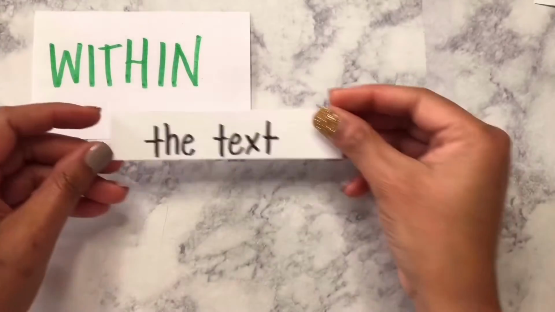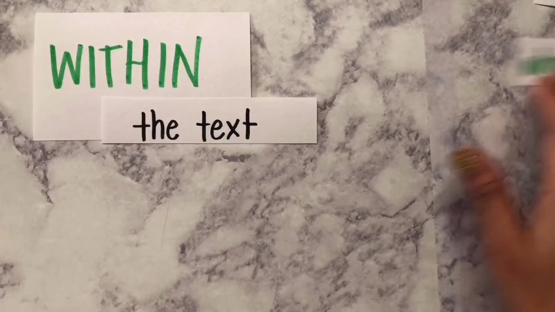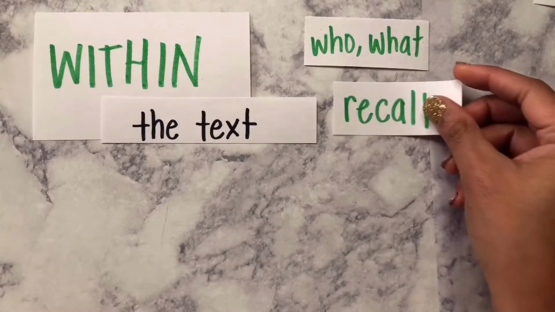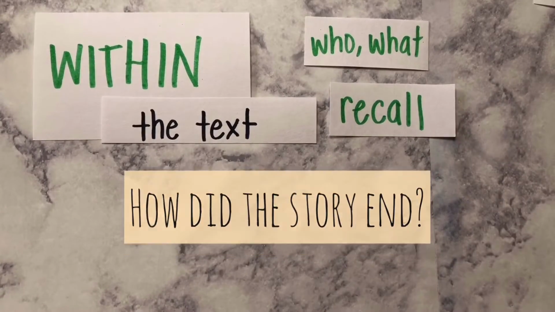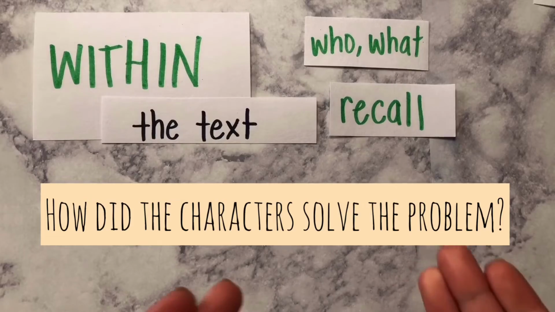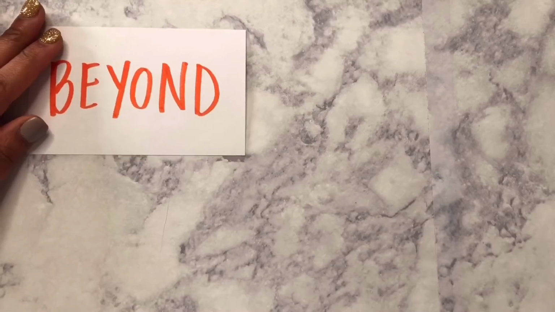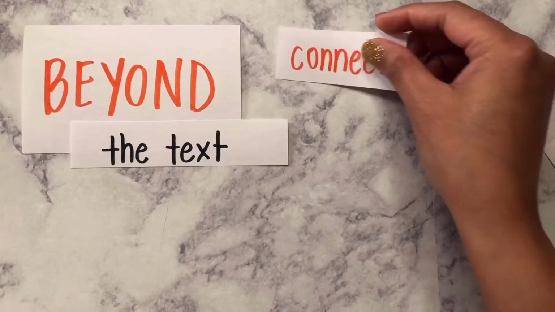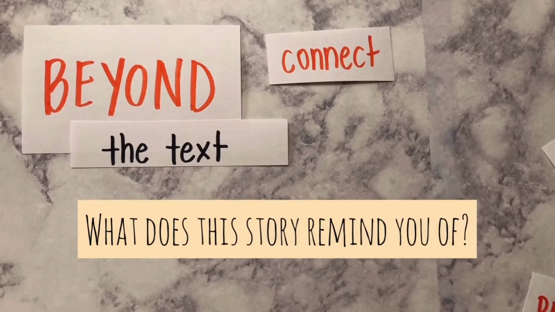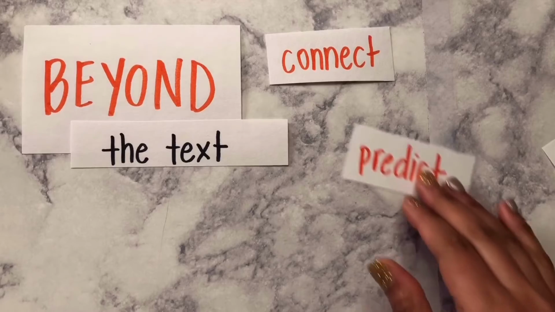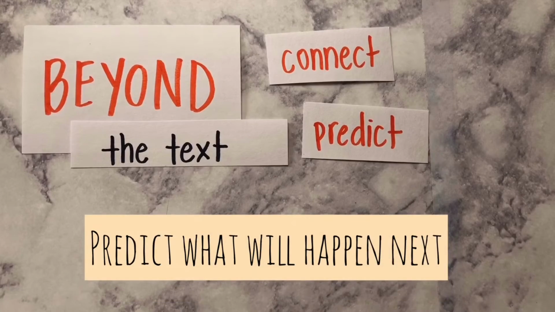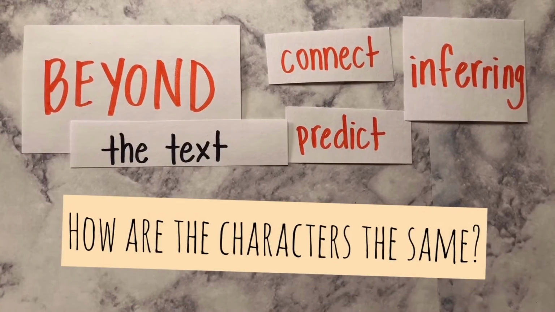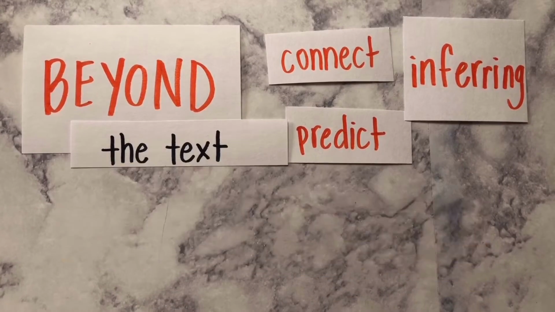An example of a within the text question can be a who question. Who was the antagonist in the story? Recall: how did the story end? How did the characters solve the problem? An example of a beyond the text question would involve making a connection. What does this story remind you of? Or a prediction. Predict what will happen in the next part of the story. It can also be an inference. How are the characters the same in this book series?